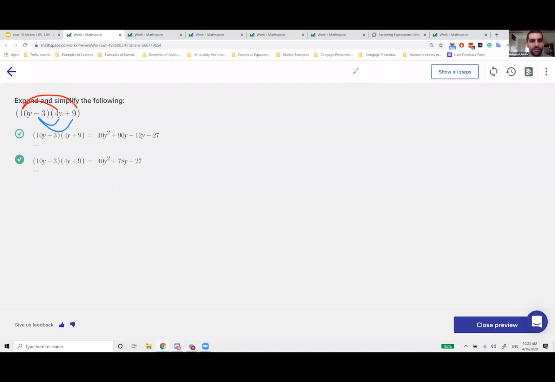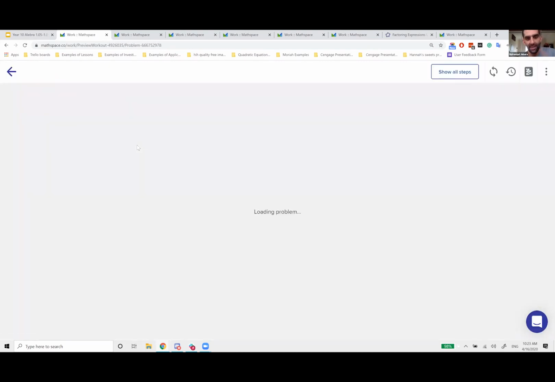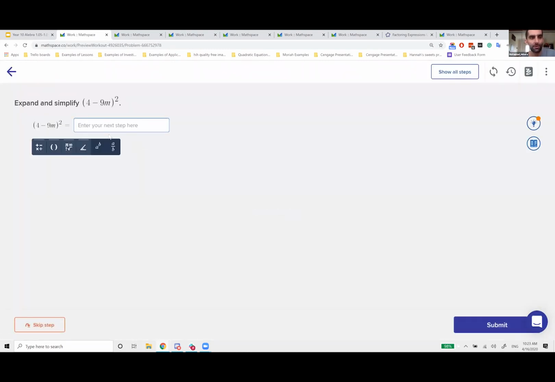Let's look at our next example. Our next example is one with perfect squares. Remember, here is the case where we have the same binomial expression multiplied by itself. So 4 minus 9m times 4 minus 9m. You could always just say, okay, that's 4 minus 9m and then times by 4 minus 9m.